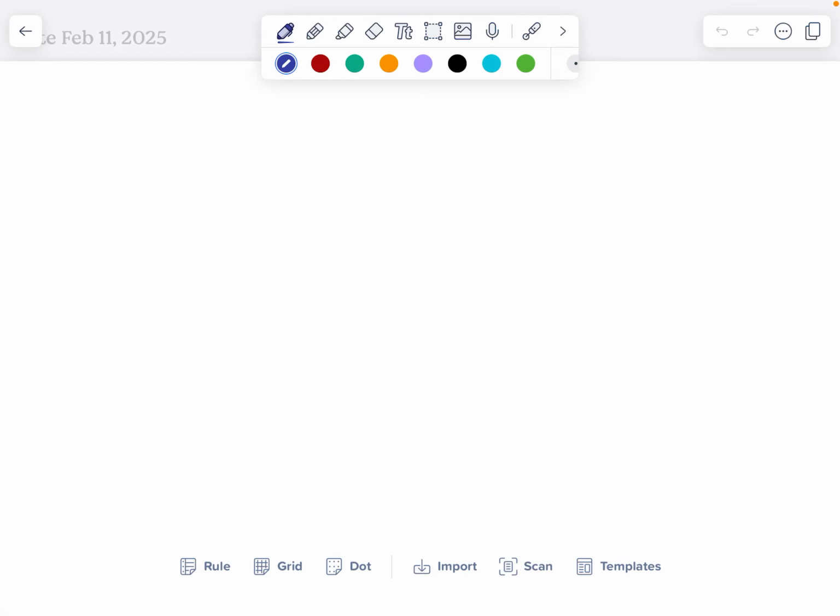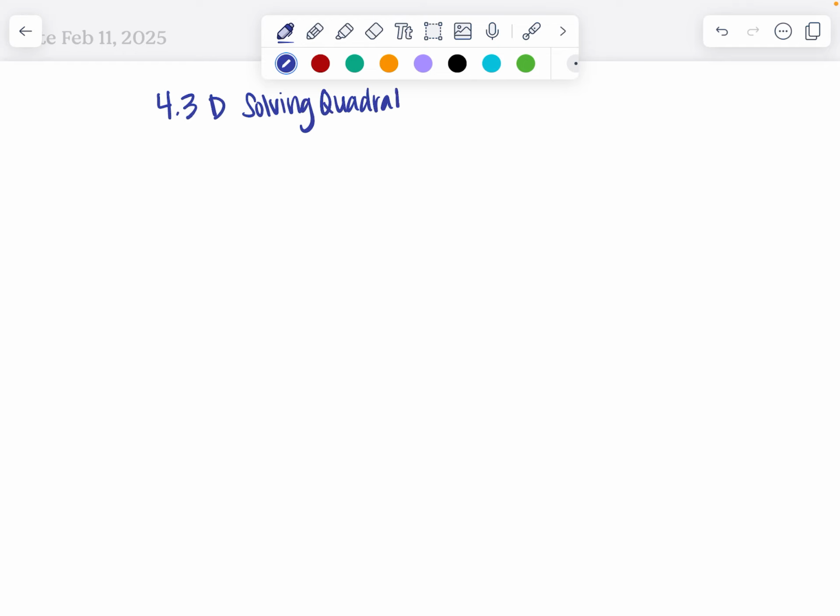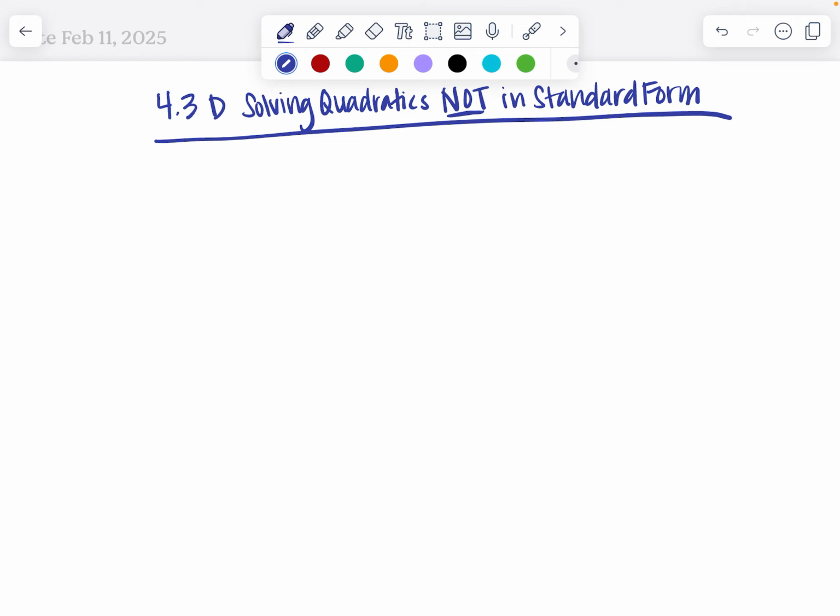Today we'll be looking at quadratics that are not in standard form and choosing the best way to solve those. So when you're looking at a quadratic equation, you need to first rearrange the equation into standard form.